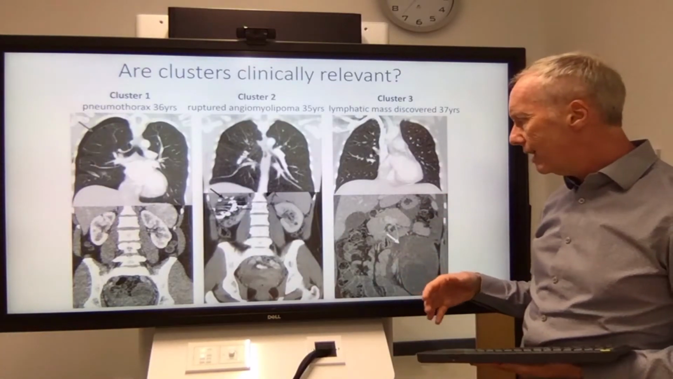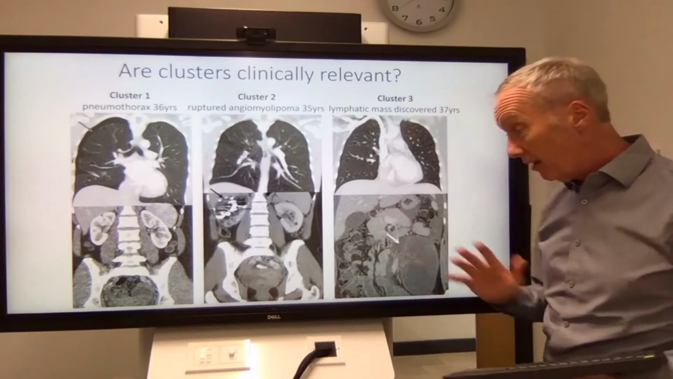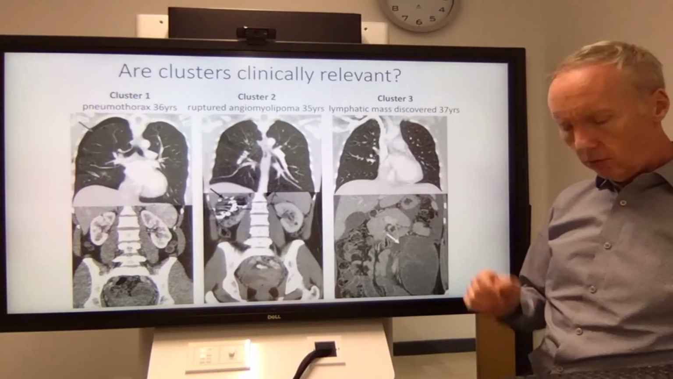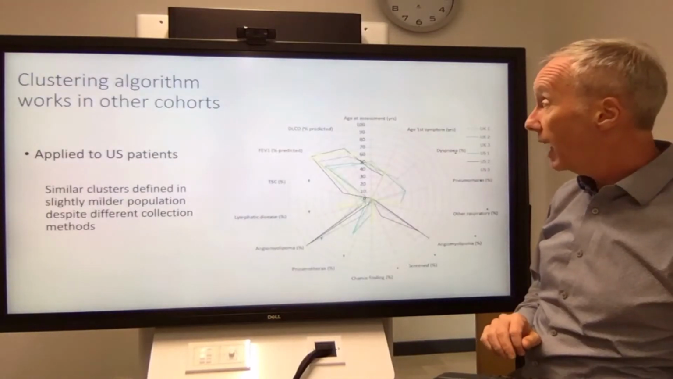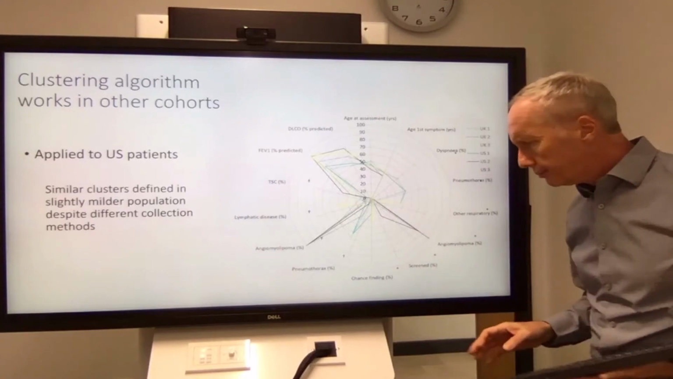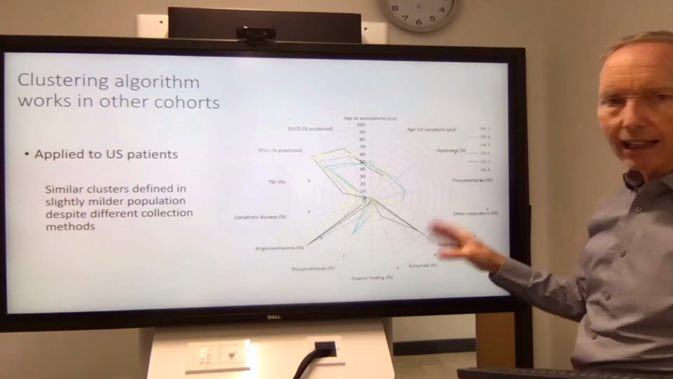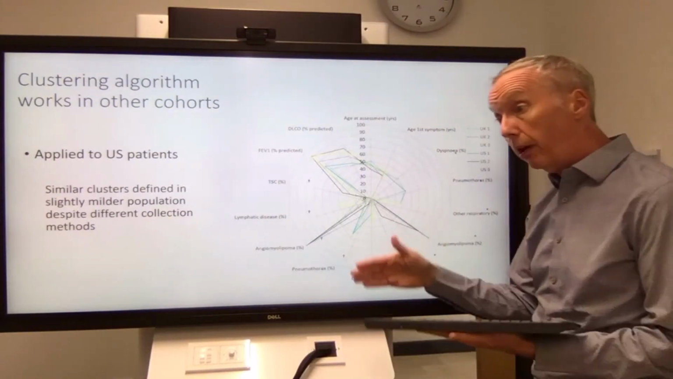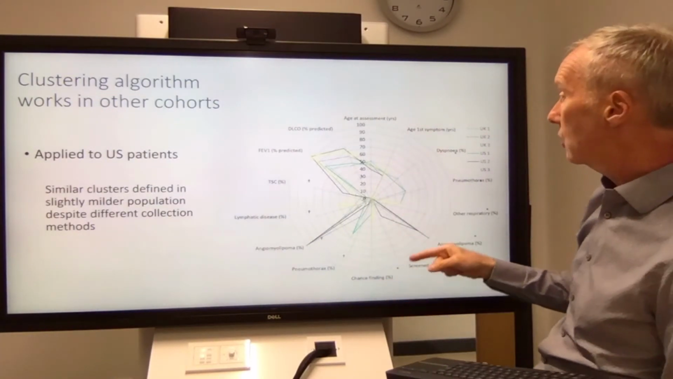Patients in cluster 3 tend to have fewer symptoms, tend to have more lymphatic problems, and present a bit later. So the clusters are identifiable. This graph merely highlights that using this clustering system, we can apply our data to other patients.